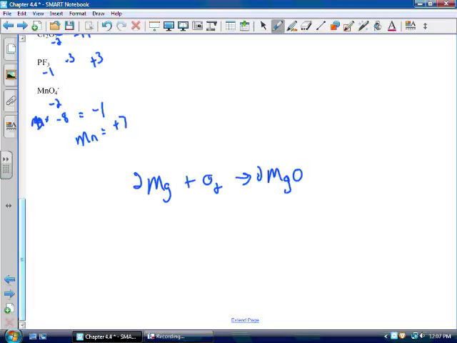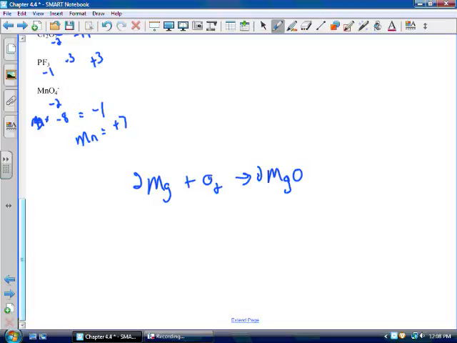In this reaction, we have to check to see if this is an oxidation-reduction reaction. Generally speaking, there are 3 types of reactions that will be oxidation-reduction: combination, single displacement, and combustion. Combination, single displacement, and combustion reactions tend to be oxidation and reduction in nature.